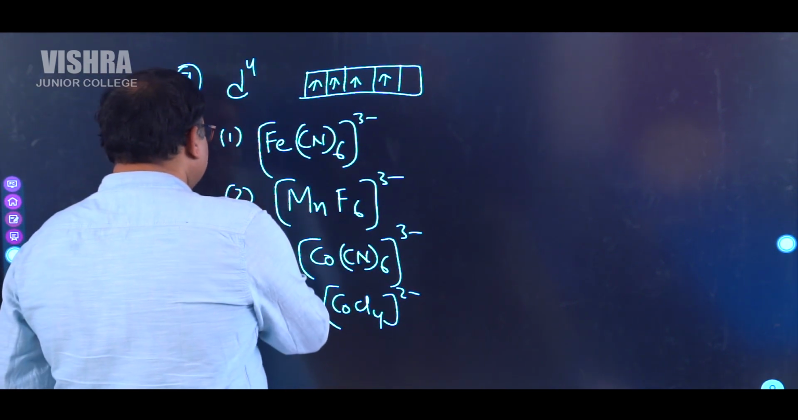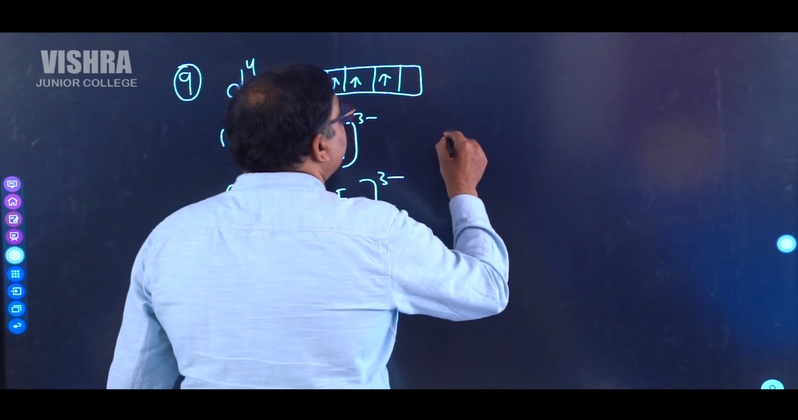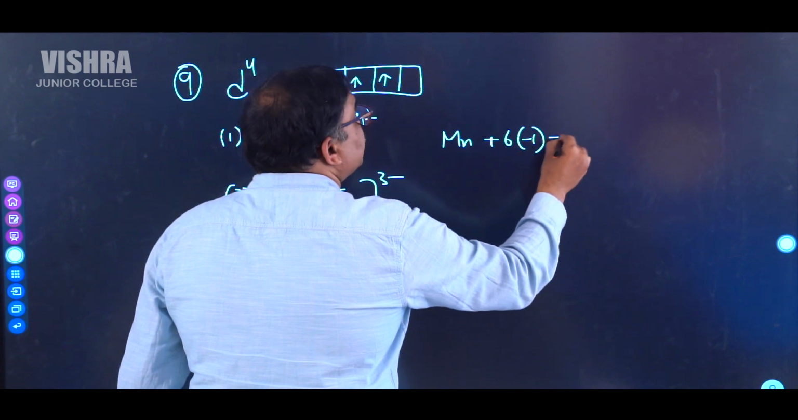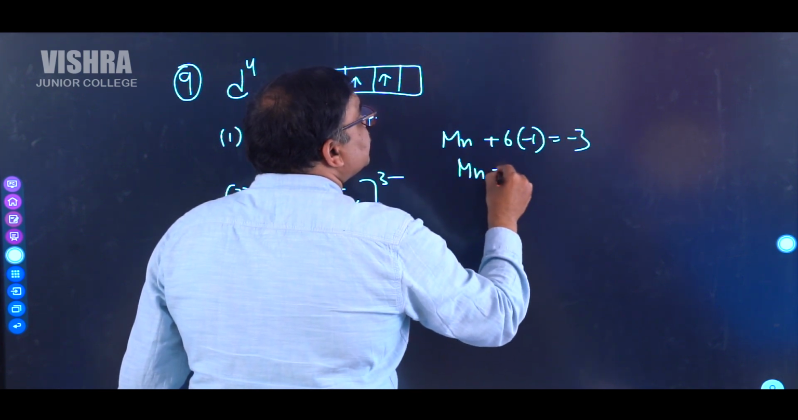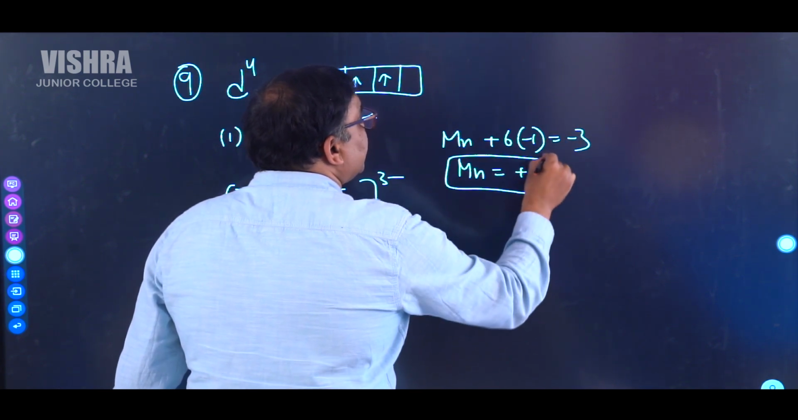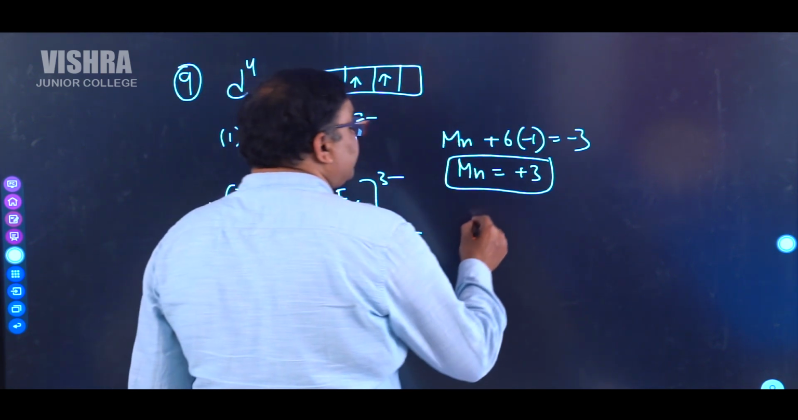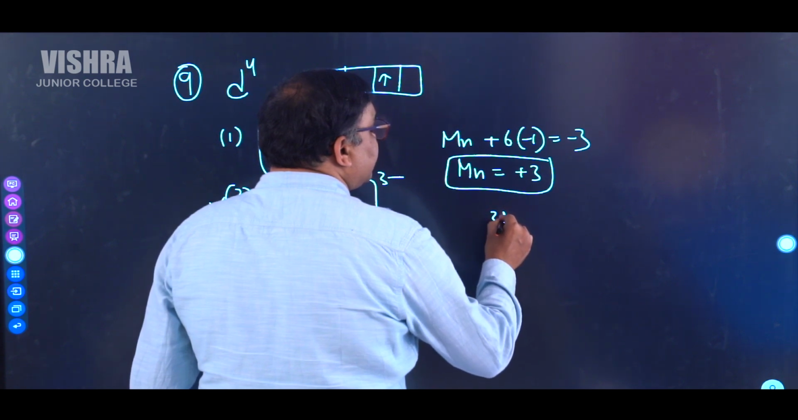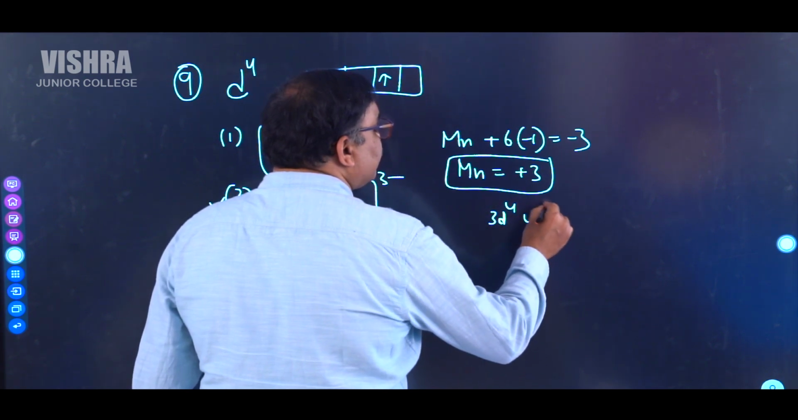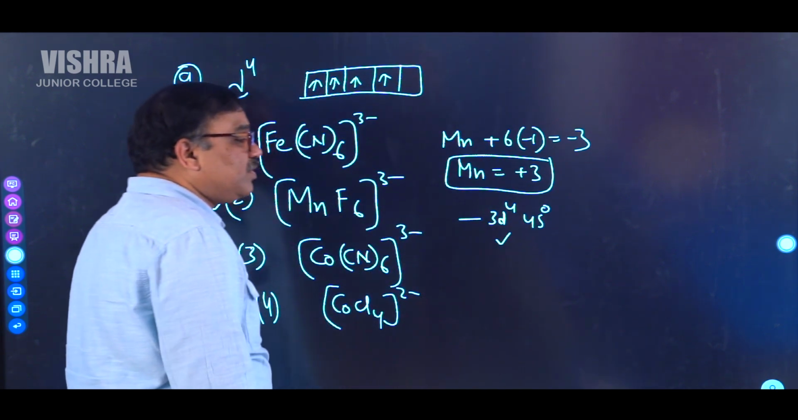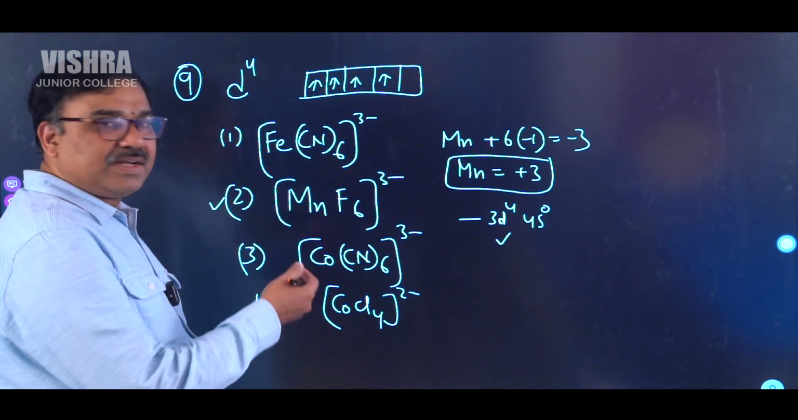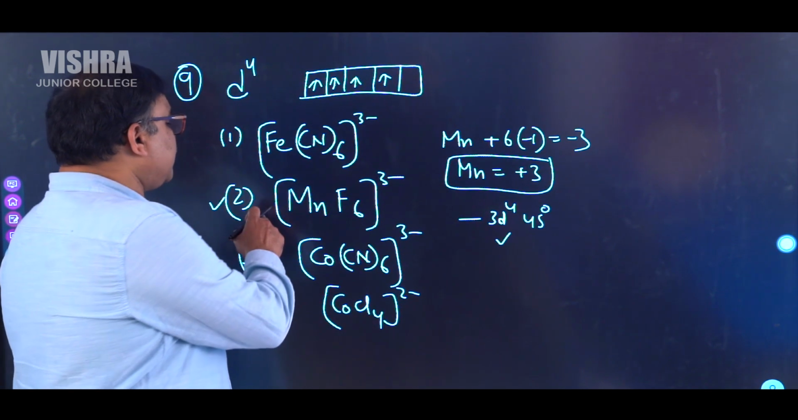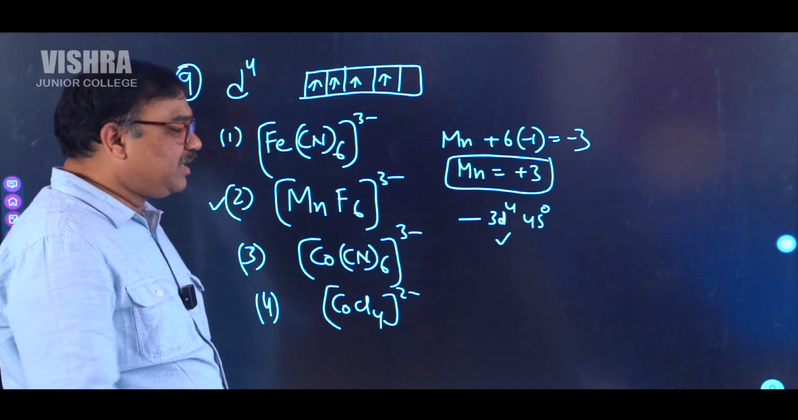See, this one will be the answer. Check this. Mn plus 6 into minus 1 is equal to minus 3. So Mn is equal to plus 3. Mn is equal to plus 3 means it will have 3d4 4s0 configuration. Yes, 3d4 4s0 configuration. Like that we can explain the electronic configuration. So the second one will be the answer with the d4. Like that we can move on.